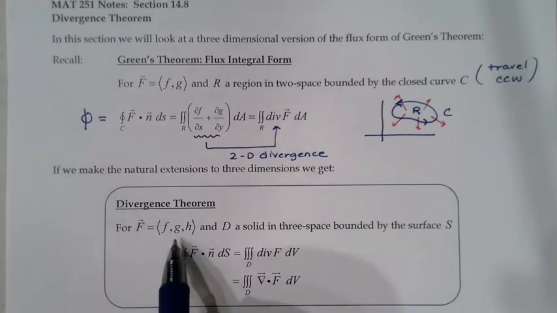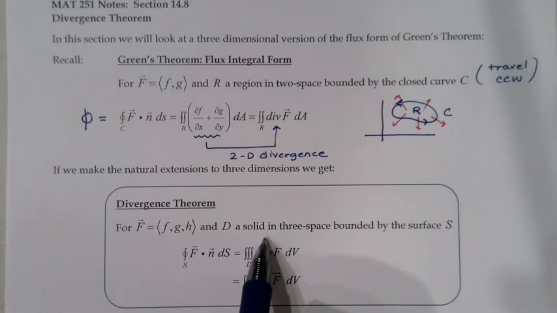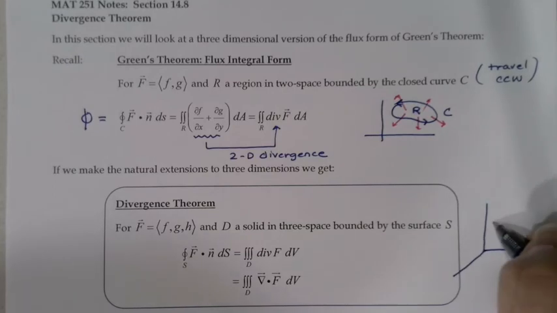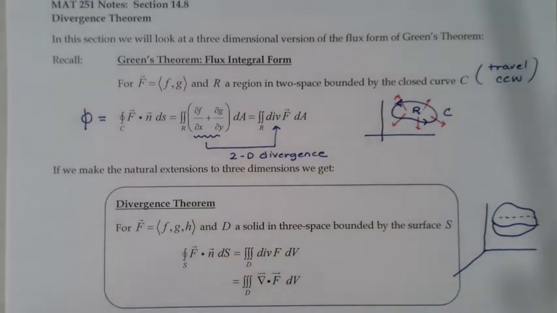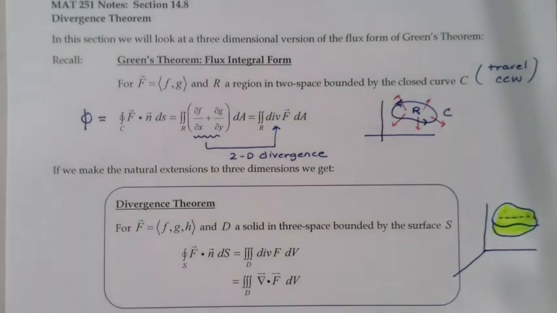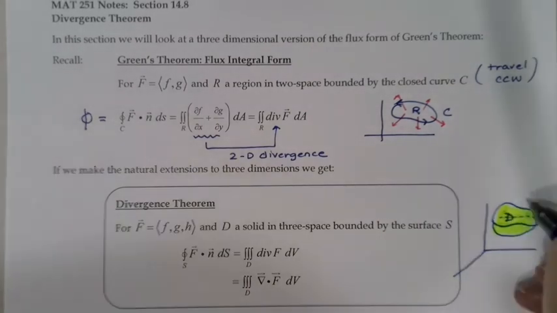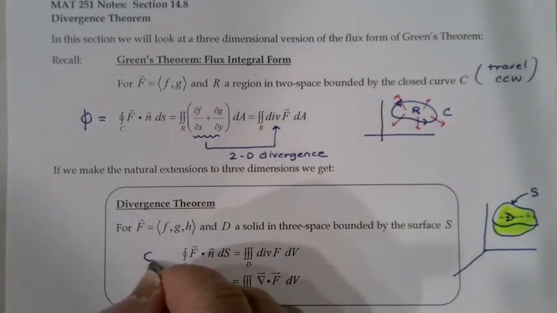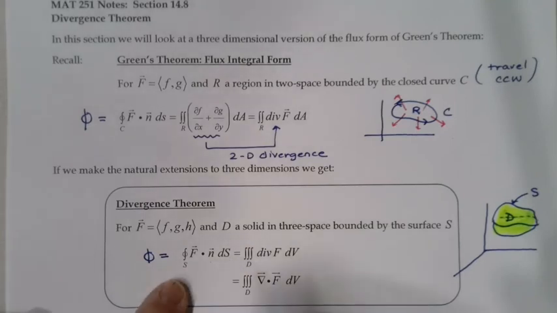So now I have a three-dimensional vector field. D is a solid in 3 space, bounded by a surface, S. So let's say this whole thing in here is all my solid D. And the surface of the solid is S. We are now saying our flux, F dot n ds, across this entire closed surface, S, is going to be the triple integral over the solid D of the divergence of F dV.